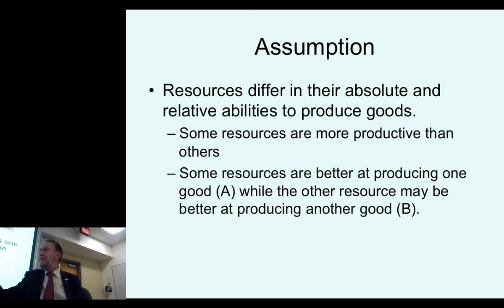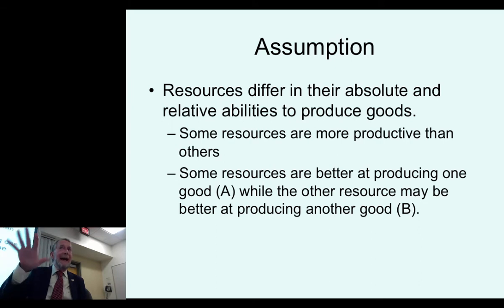Some of you type really fast. Some of you don't type at all. Some of you are really good at analytical database work. But we all differ in our relative skills and our relative abilities. So the assumption is, as I said, number one, some inputs are simply more productive per time period than other inputs. And that is called absolute advantage.